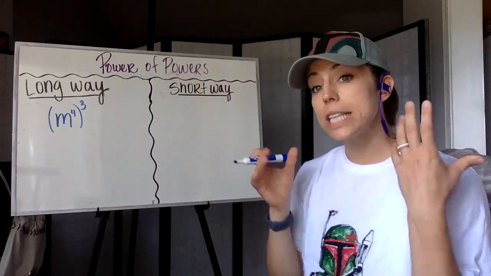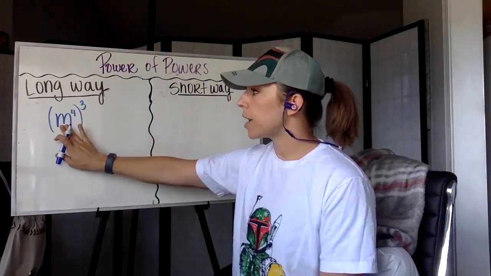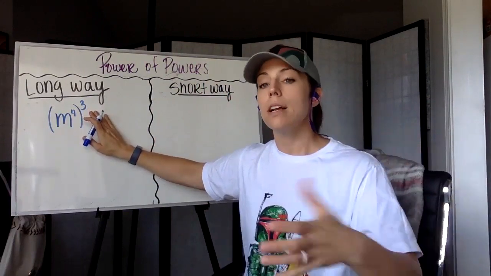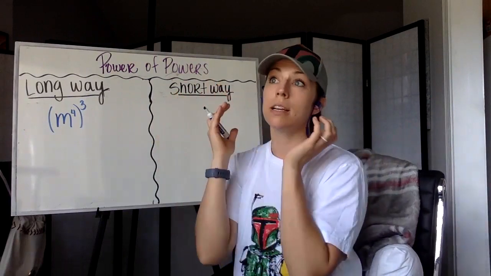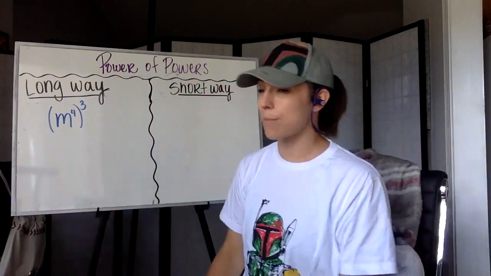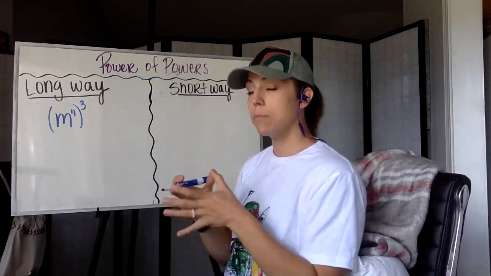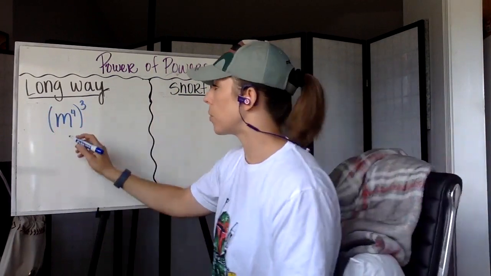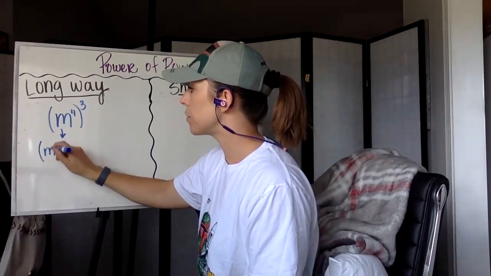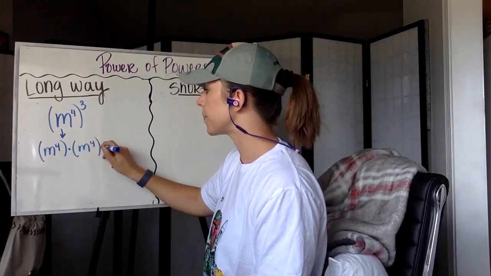Okay, well, let's look at what this actually means. This means that I'm multiplying whatever's inside the parentheses by itself 3 times. That's what powers mean. Whatever it is, it could be x's, it could be y's, it could be numbers, it could be happy faces. Whatever it is, you're multiplying it by itself 3 times. That's what that exponent is telling me. So the long way would be to write it out. So whatever is inside the parentheses, I'm multiplying that, m to the 4th, by itself 3 times.